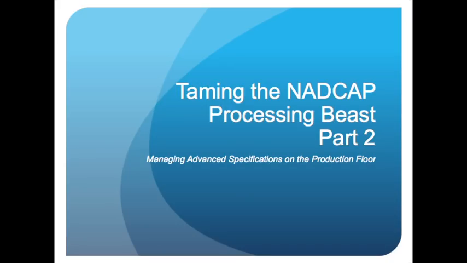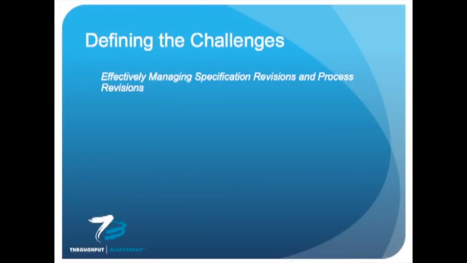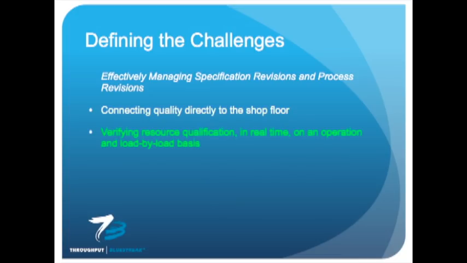We have challenges in effectively managing specification revisions and process revisions. Ideally, you will connect your quality systems directly to the shop floor. Then you can verify in real time that the operator is properly trained and qualified to run the process. You can prevent unqualified equipment from being used to process critical parts. You really need to do this load by load for every critical operation on a work order.